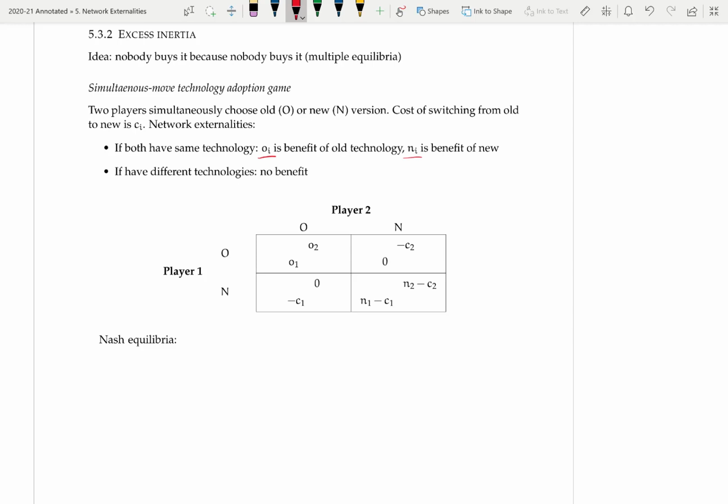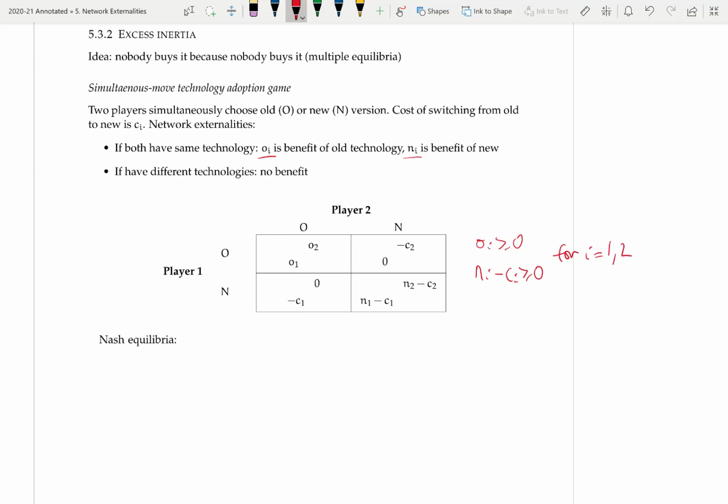So this game is described in the payoff matrix. O is the old technology, N the new technology. So let's look for the Nash equilibria of this game. Before we do so, what are the assumptions we're going to make about the value of OI and NI and CI? Well, we're going to assume that the old technology gives a non-negative benefit, and that the benefit of the new technology is more than the cost.